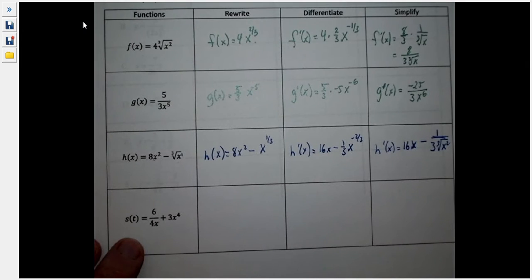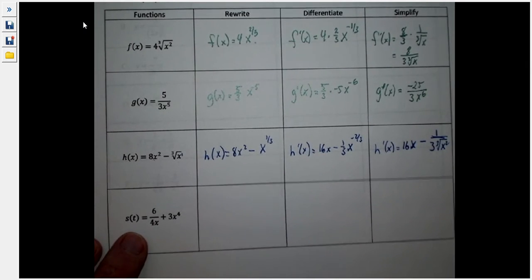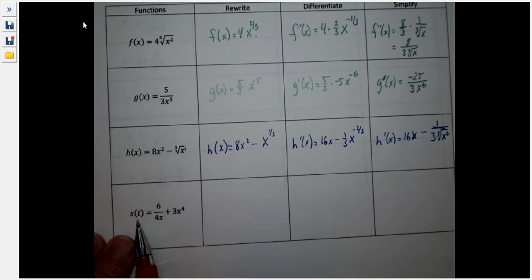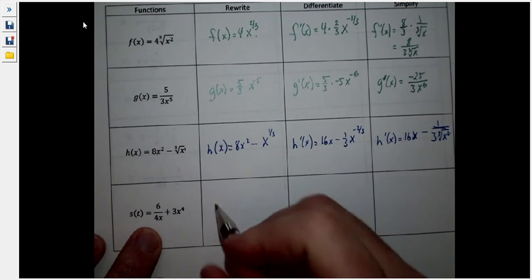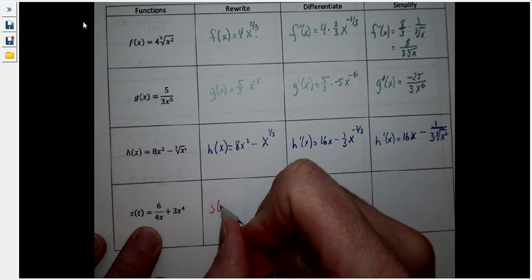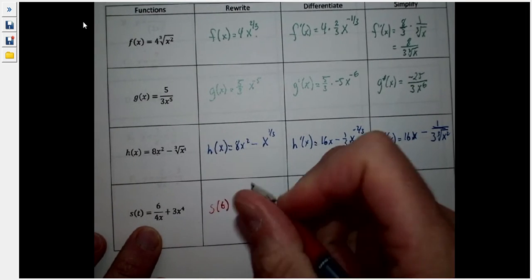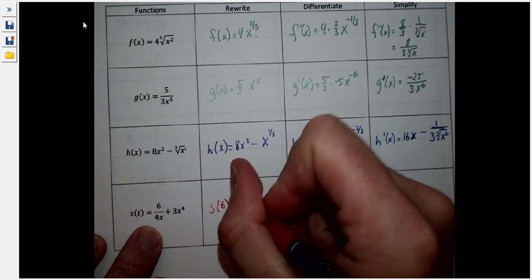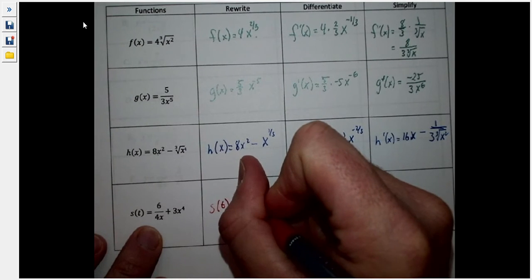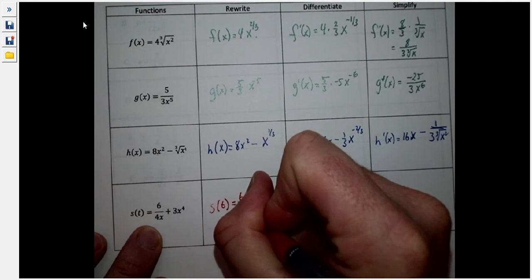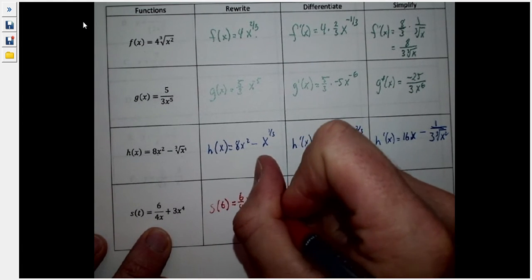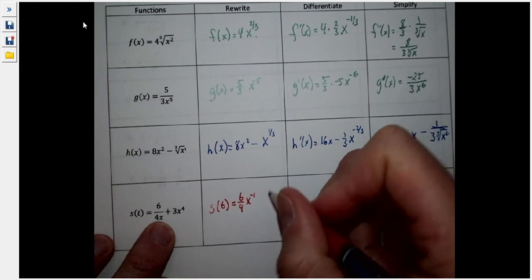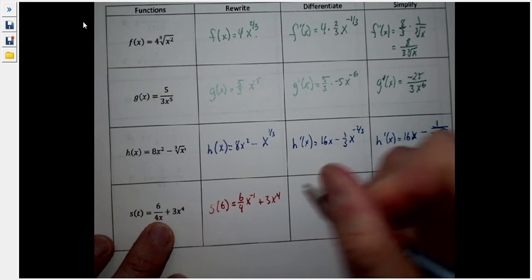And then our last one, again, I have my function, I see this term that I need to rewrite, that one I don't. So I go to rewrite. So s of t equals, it's going to be 6/4, and that's x to the negative 1 plus 3x to the 4th.